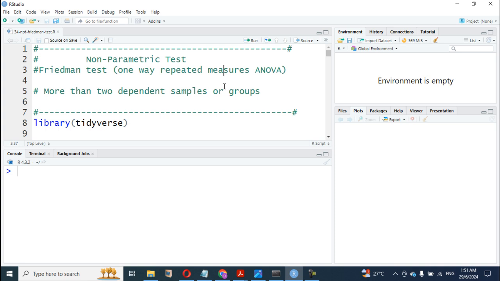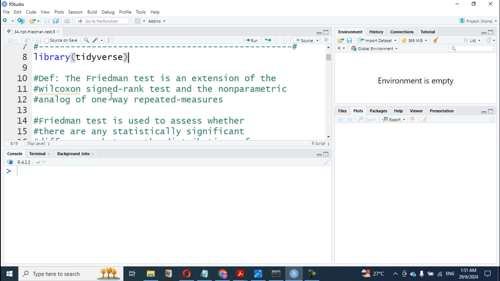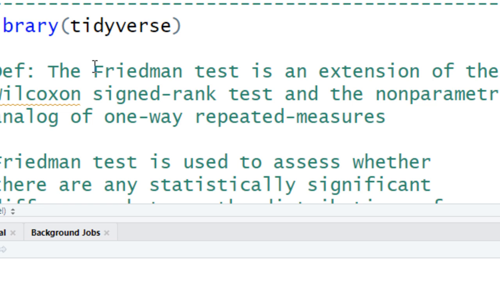When the samples or groups are more than two and they are not meeting the conditions or assumptions for parametric tests, then we have to switch over to the non-parametric test called the Friedman test, which is a one-way repeated measures test. So in this case, let's run our tidyverse. I love to attach my tidyverse always, so that in case I want to use some piping and the rest.